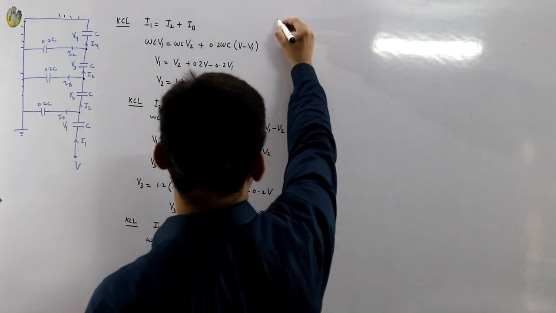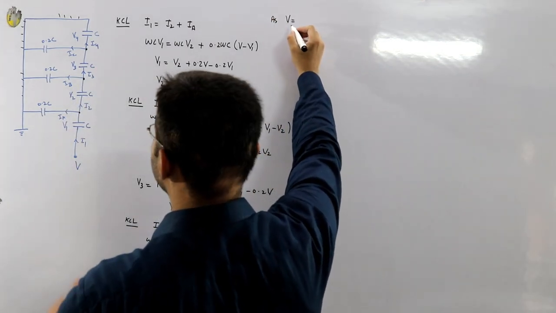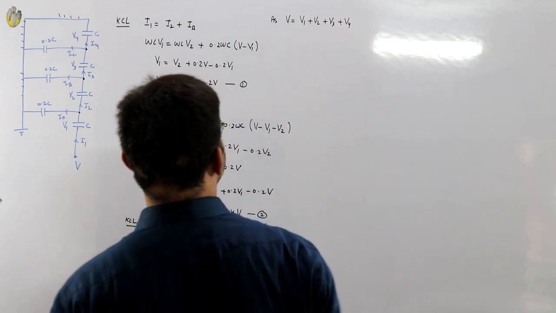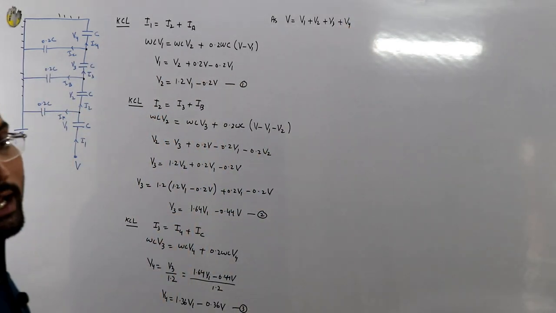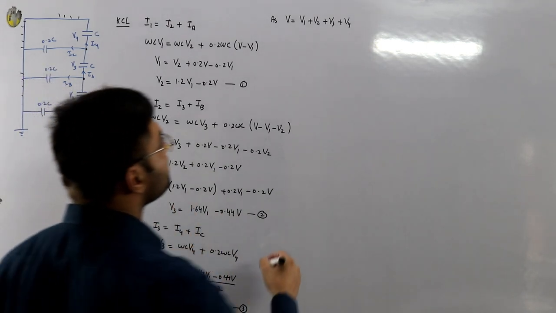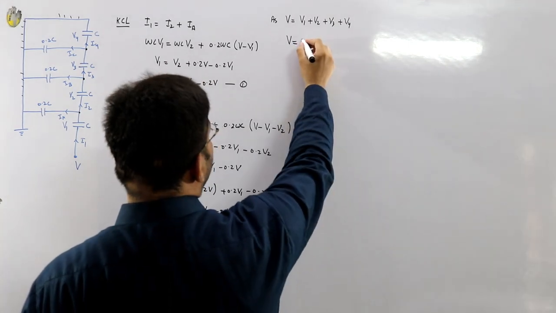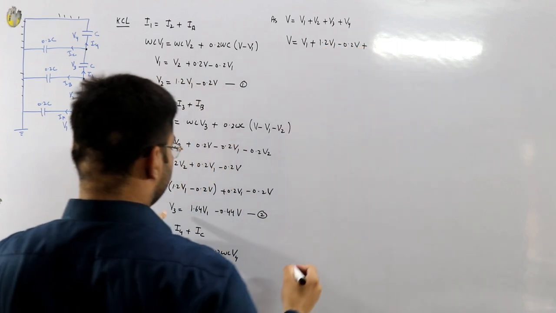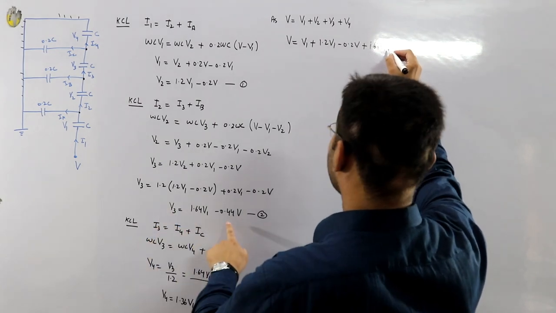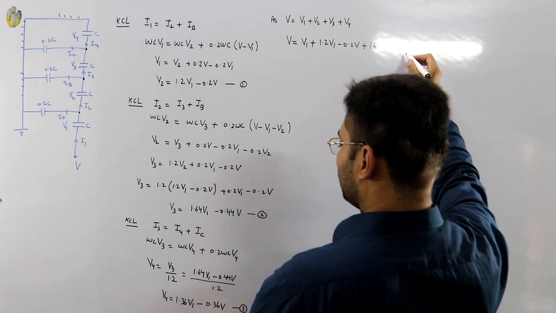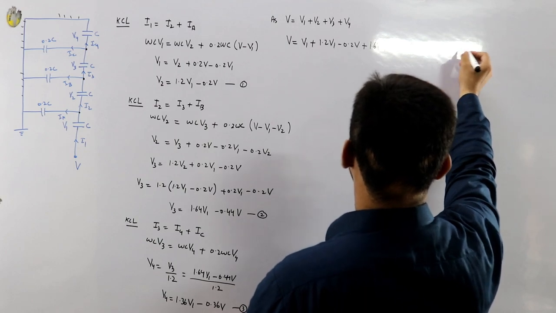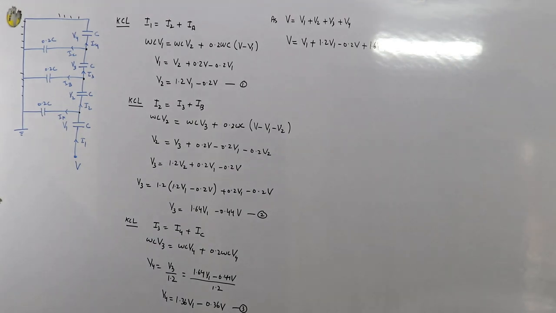Now, my principal equation states that the total voltage V is being divided into V1 plus V2 plus V3 plus V4. Isn't it like this? It is. So I put all the values and I will get my V1 in terms of V. V is equal to V1 plus V2, which is 1.2 V1 minus 0.2V, plus V3, which is 1.64 V1 minus 0.44V, plus V4, which is 1.36 V1 minus 0.36V. Isn't it like this? It is. And I have just written it directly over here.